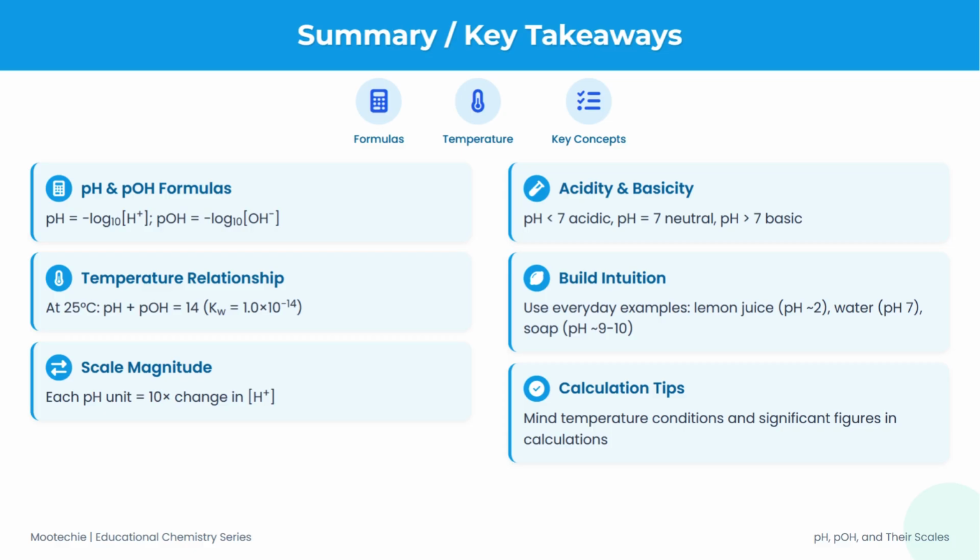And don't forget the power of the scale. Each single unit change in pH represents a tenfold change in hydrogen ion concentration. In terms of acidity and basicity, a pH less than 7 is acidic, equal to 7 is neutral, and greater than 7 is basic. To build your intuition, think about everyday examples like sour lemon juice at pH 2, neutral pure water at pH 7, and slippery soap at pH 9 or 10.